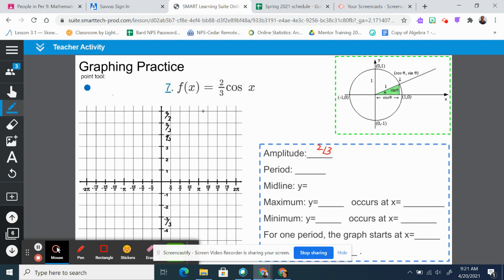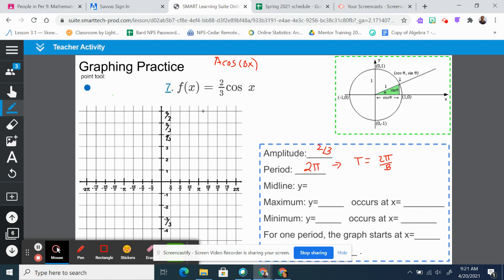And our period, we said it's, that disappeared. I didn't mean for it to disappear, but the period is 2 pi divided by, let me just write that again, cosine of bx. Our period is 2 pi divided by whatever's in front of x. Right now I don't see a number, so that number is 1. It's being multiplied by 1. So it's just going to be 2 pi. So just remember that period is equal to 2 pi over b. Here we just happen to have a 1.